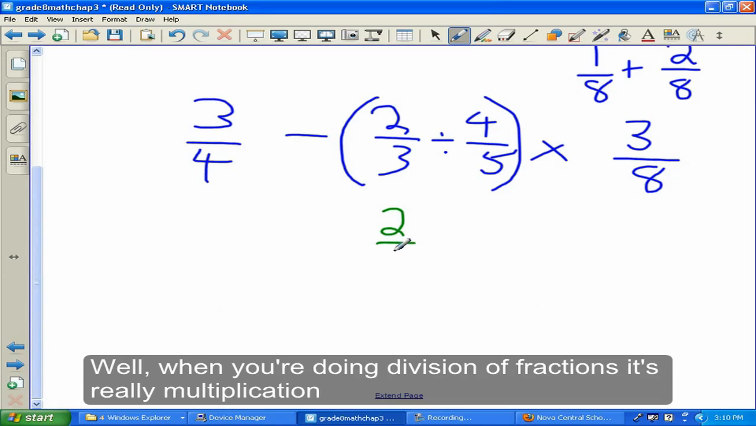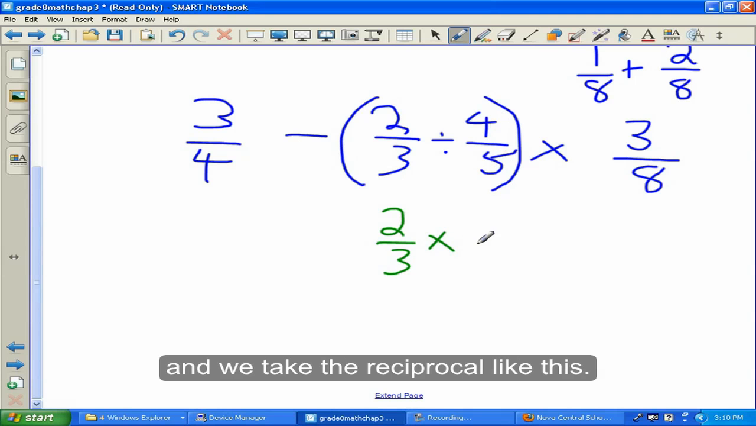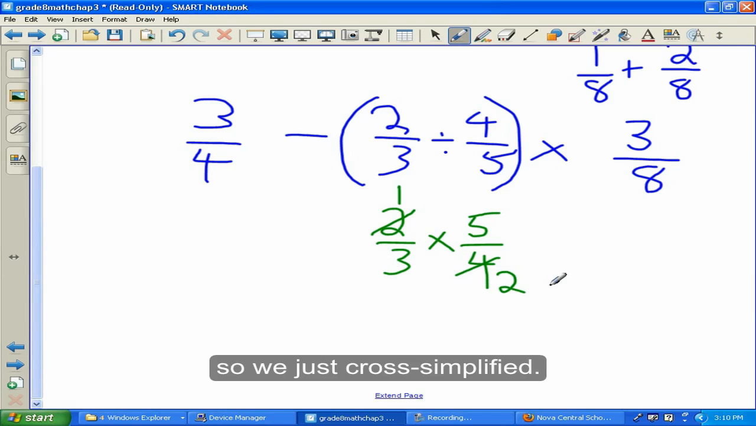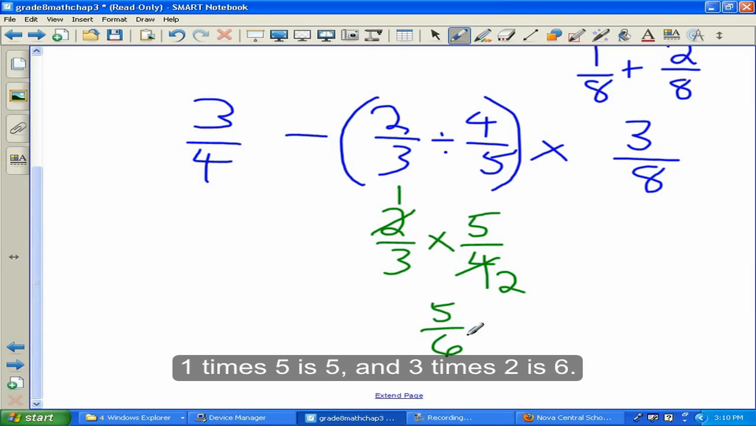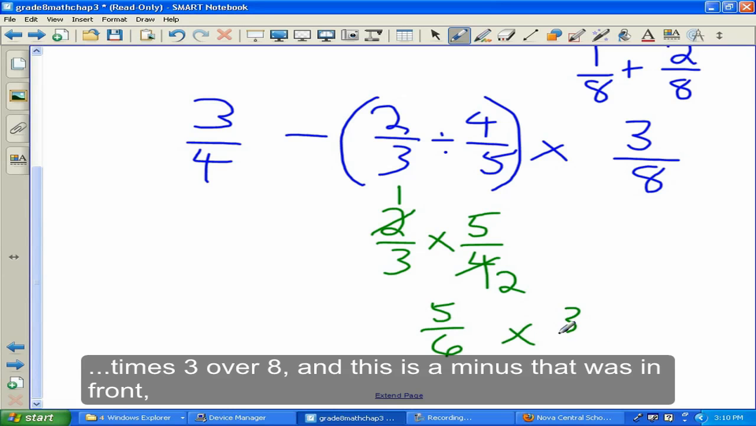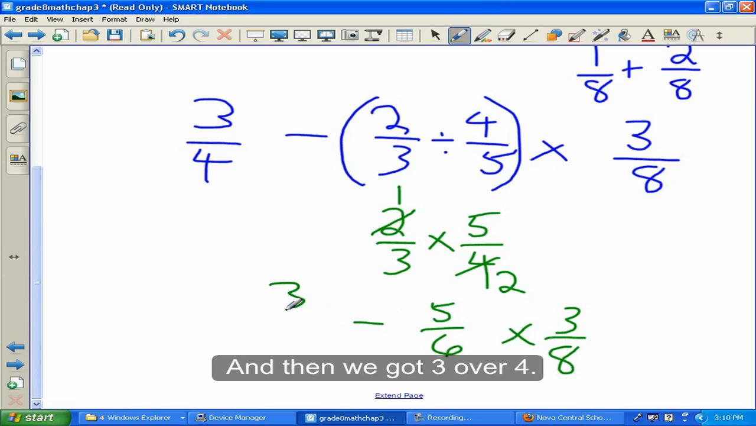Well, when you're doing division of fractions, it's really multiplication, and we take the reciprocal, like this. And right away, we know 2 will go into 4, so 2 goes into 2 once, 2 goes into 4 twice, so we just cross simplified. 1 times 5 is 5, and 3 times 2 is 6. And of course, write everything, bring everything else back down, times 3 over 8, and this is a minus that was in front, and then we got 3 over 4.